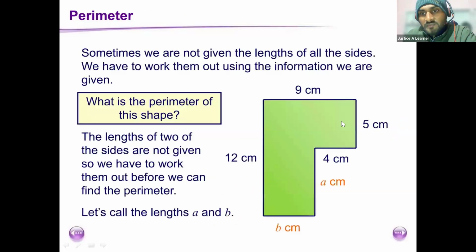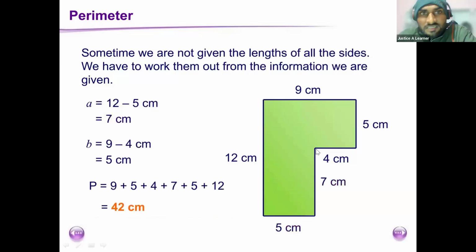Yes, this is something which is not a rectangle, which is not a square. That's what we understood in our earlier example. I hope it makes sense to you. Okay. Now, next, sometimes we are not given the length of all the sides, and we have to work them out from the information we are given. Can you tell me how this question has been calculated?